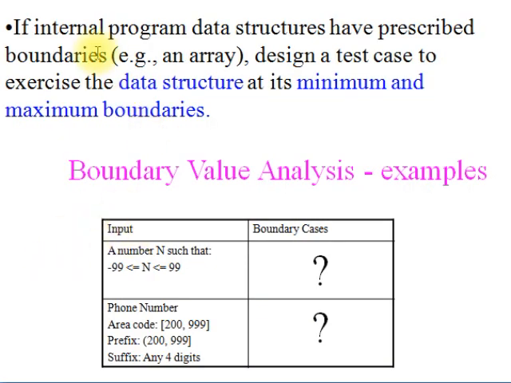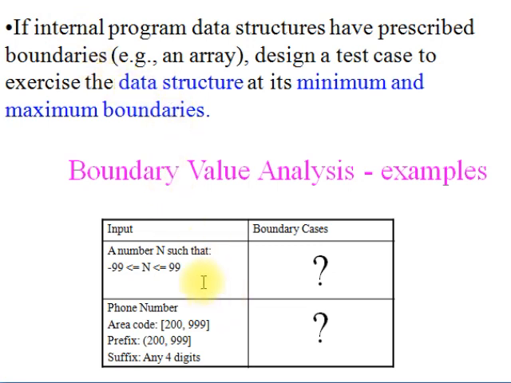So here, if the internal data structure has prescribed boundaries, for example, if you are using an array, I already told you that. An array will have a set of numbers. If you have a set of numbers in your data structure, then there will be a range from source to destination. That is a set of numbers. So that will create a boundary from the starting number to the ending number.